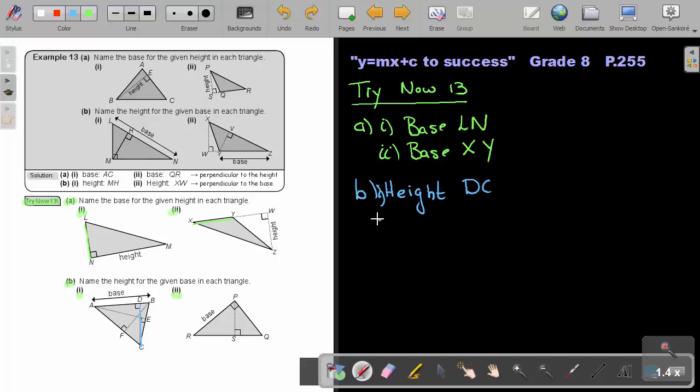That's the first one. And then the second one, let's just look. This is the base, then this will be the height, and that will be PQ. So the height will be PQ. Okay, let's go to the examples.